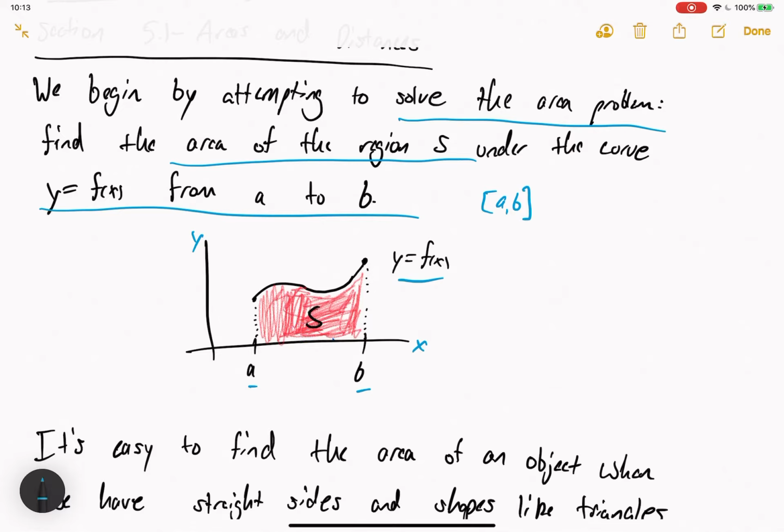This will be a region where one side is x equals a, the other side is x equals b, and the bottom piece is just the x-axis. Then the top is defined by the curve. What we want to know is, what is the area of S? We know a and b are fixed, and we can figure out all the other stuff. But we don't know the curve, we don't know how to take the curve into account.